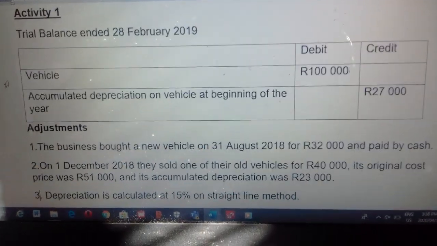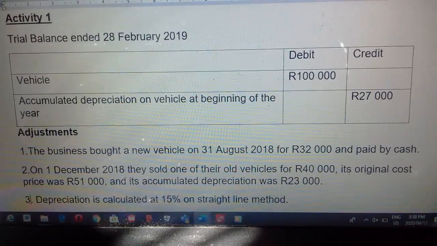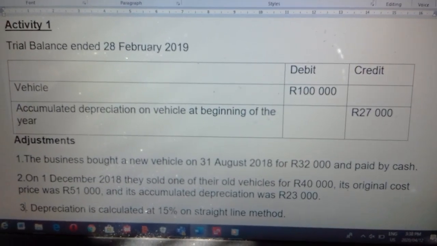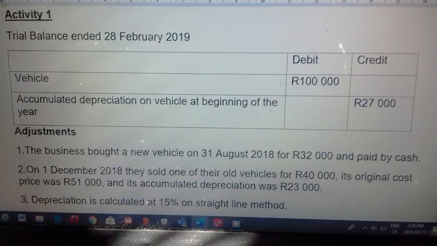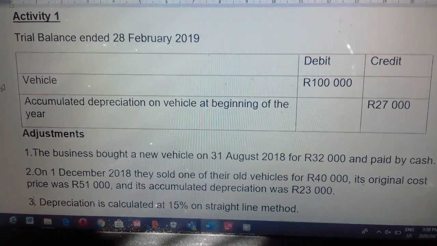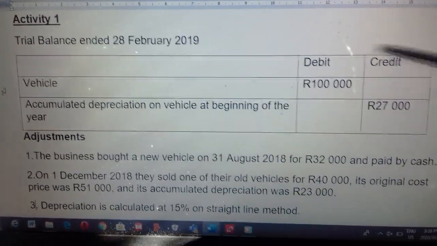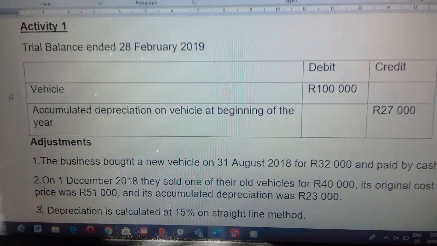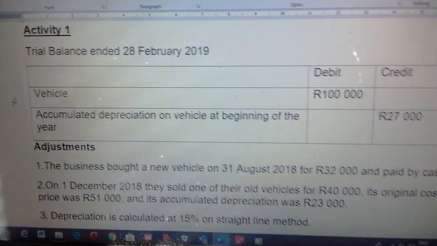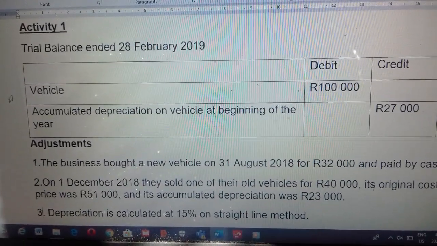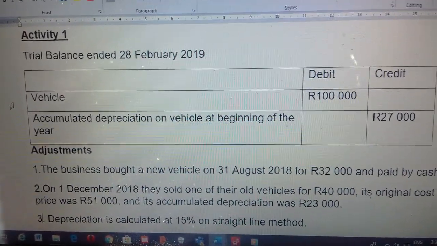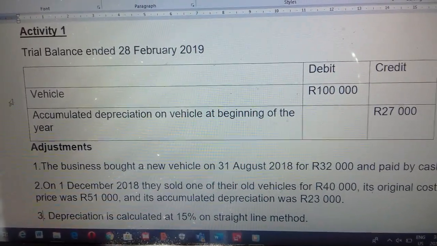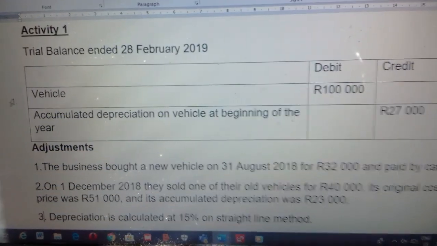Hello guys, today we are creating part B of activity 1. On part B of activity 1, we're going to continue what we left behind on part A. Our question was, when you have a vehicle, we were required to calculate depreciations on the old asset, sold asset, and also the new asset, and we were required to prepare the ledger account of a vehicle, accumulated depreciation, and also the asset disposal.